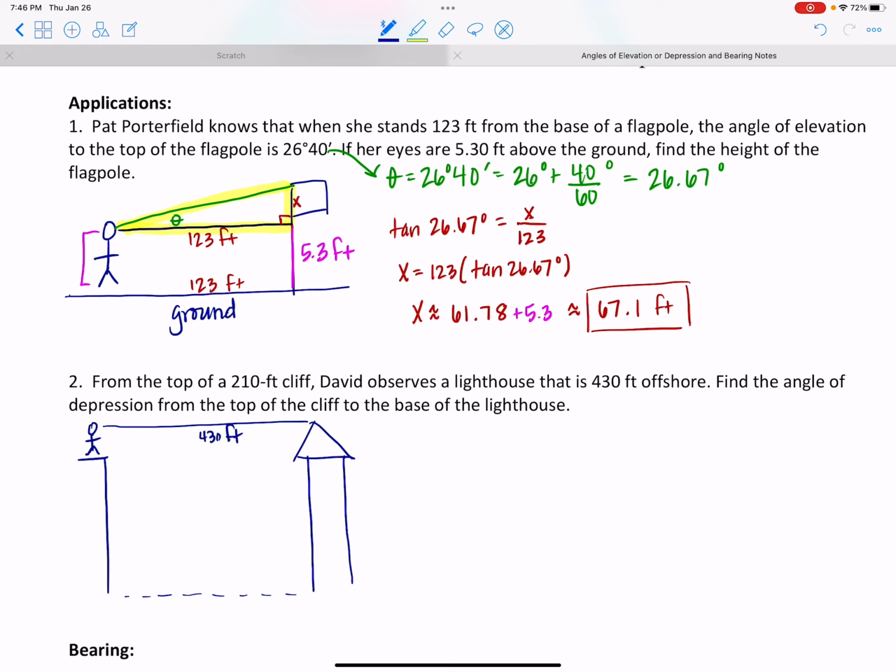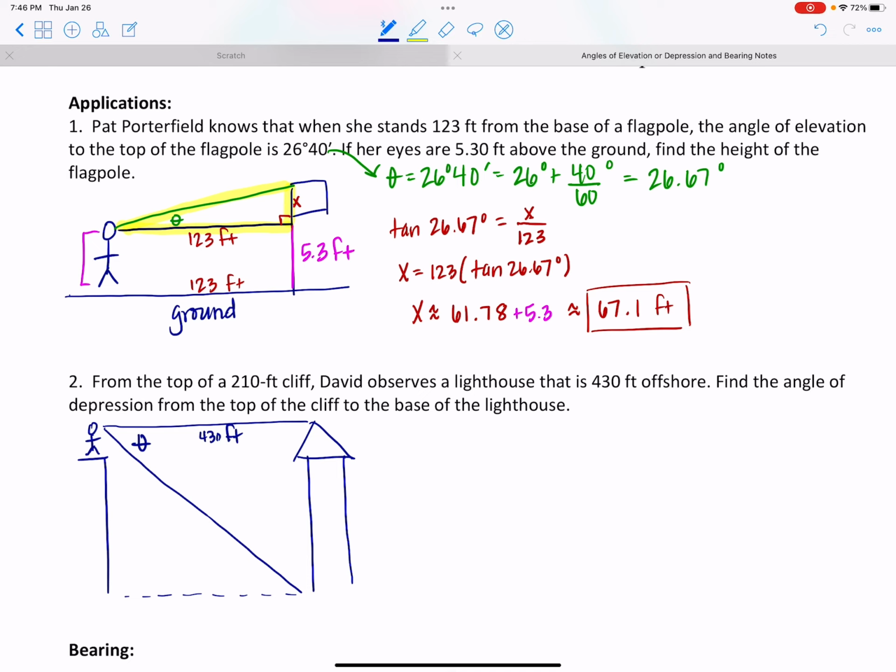It says find the angle of depression from the top of the cliff to the base of the lighthouse. So if he looks straight ahead, he's seeing the lighthouse. And then he's going to look down to create that angle of depression. So to the base of the lighthouse, when he looks down to the bottom here, somewhere like this, he's creating that angle of depression that we're trying to find. So I don't know what it is, so I have to call it a variable this time. And this is a 210-foot cliff.